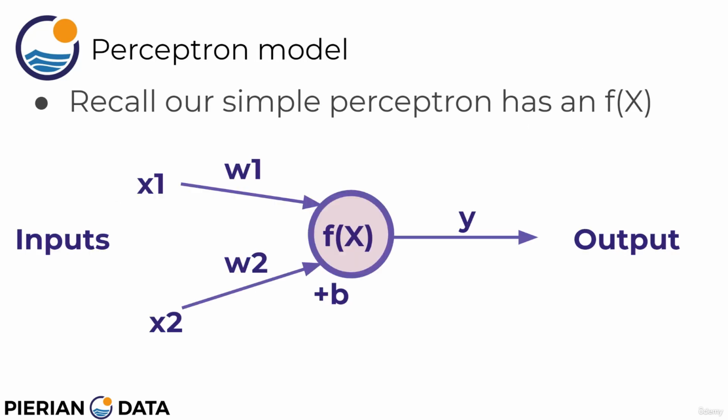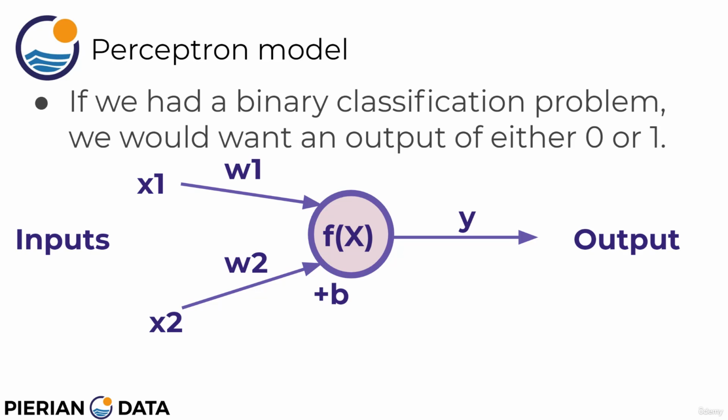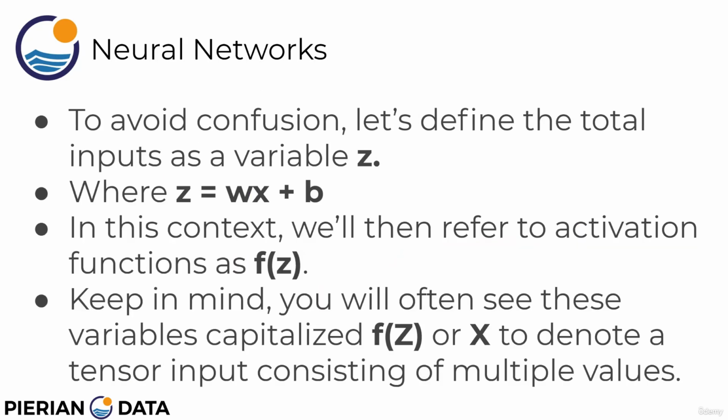So recall the simple neuron or perceptron model has an f of x, so we have those x's times their weights plus the bias of that neuron. You can imagine if we had a binary classification problem, we would want an output of either 0 or 1. Now as a quick note, to avoid confusion, I'm going to define the total inputs as this variable z, where z is equal to wx plus b.